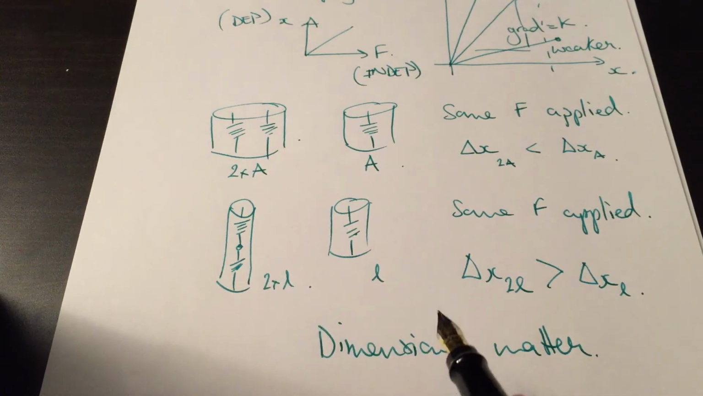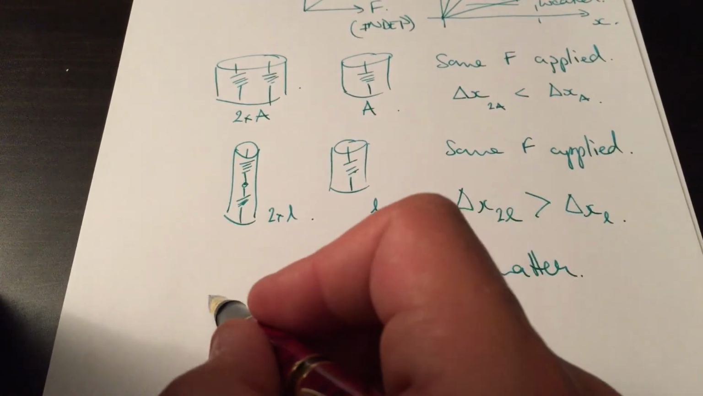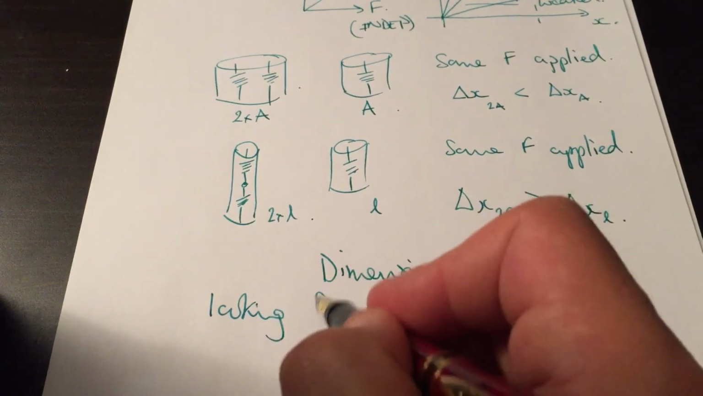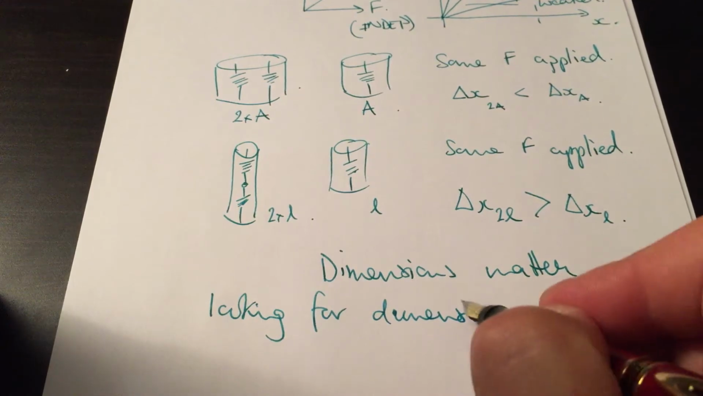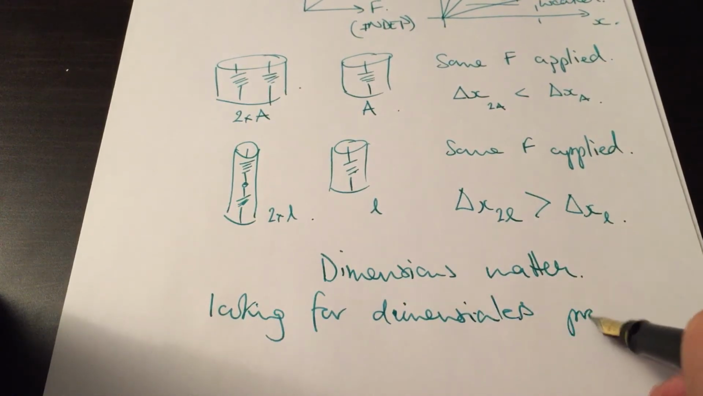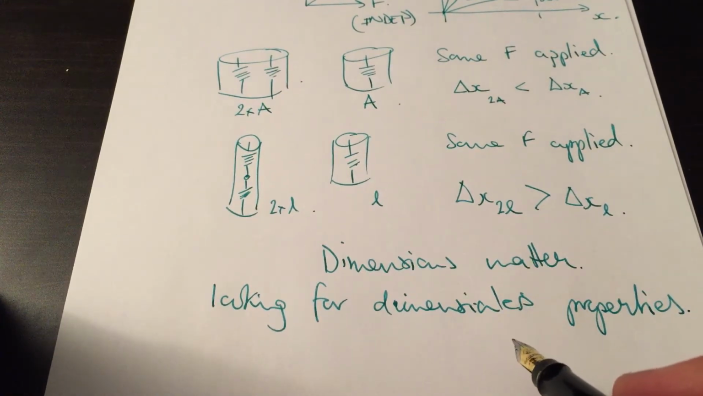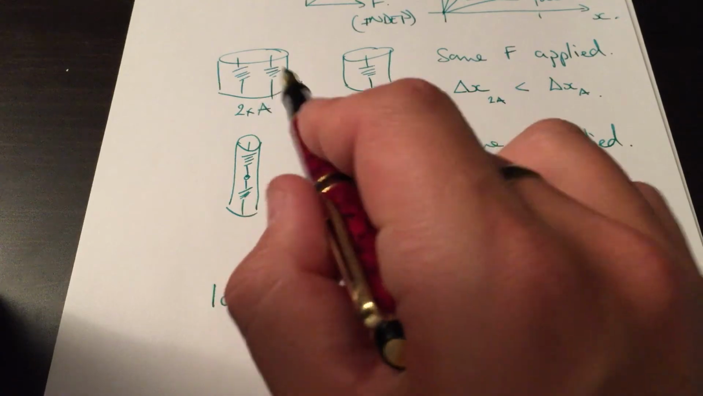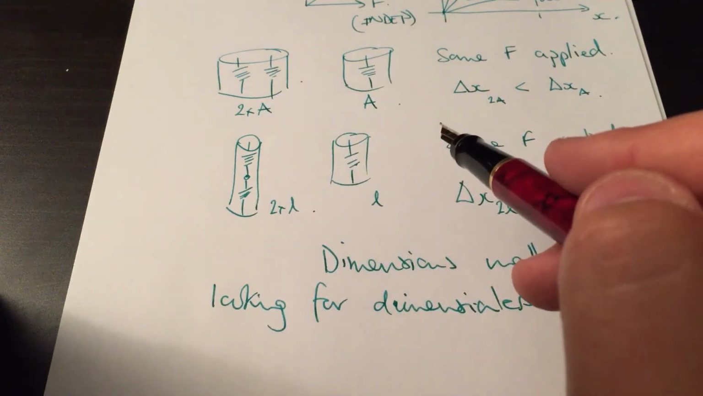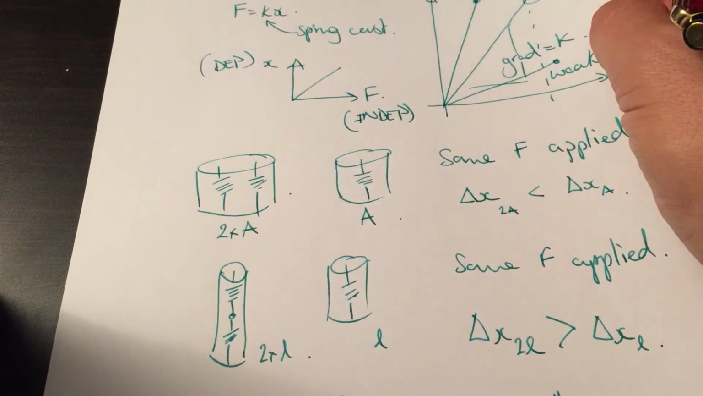So there's no point in having lots and lots of tables that have every dimension under the world. What you want is we're looking for dimensionless properties. And that would mean you would have something for steel, and you could work out what the extension would be given a certain area, rather than having to reference every area or every length. So that's a quick recap on Hooke's law.